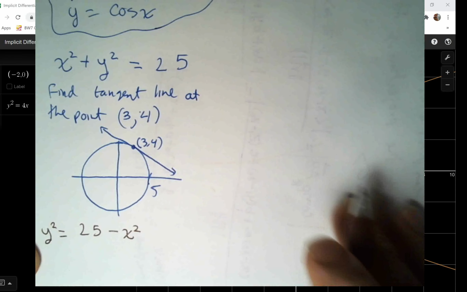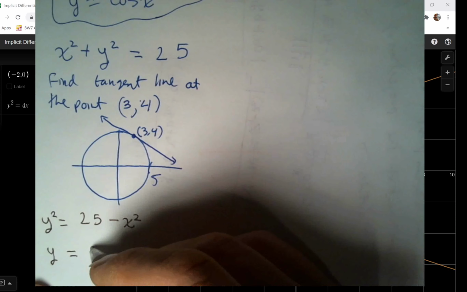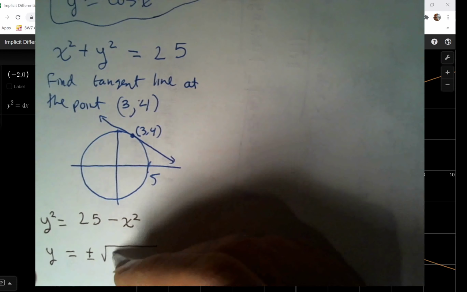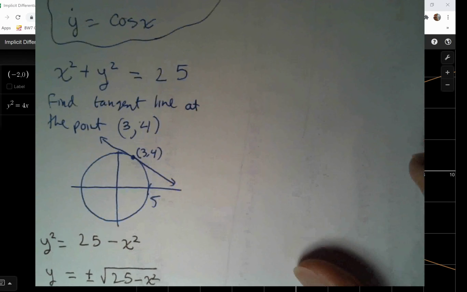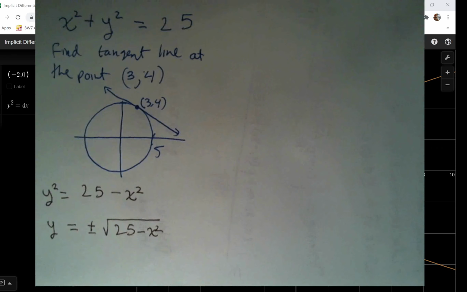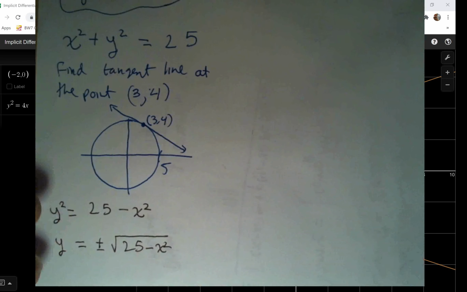I could take the square root, and again, be careful here. When you take the square root of a square, we get plus minus. Don't forget the plus minus. So we get plus minus the square root of 25 minus x squared.